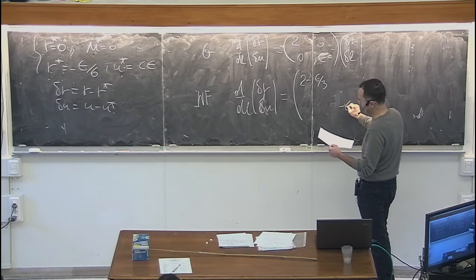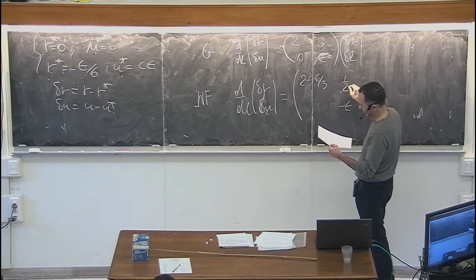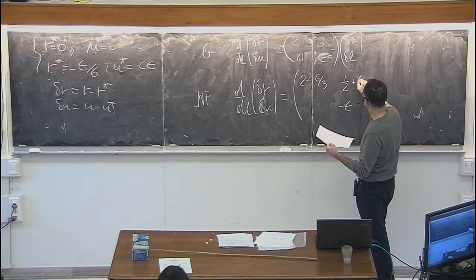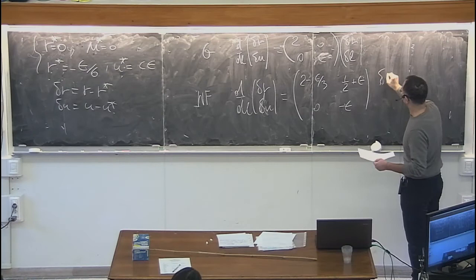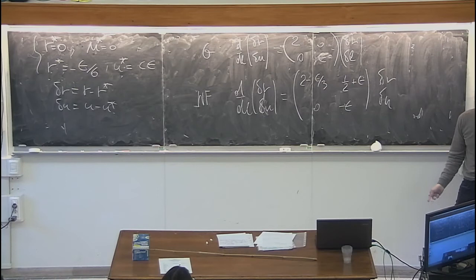Minus epsilon here, and here something like 1 over 2 plus order epsilon, it's epsilon, I think so. And this is 0. And this is the result in the case of the Wilson-Fisher fixed point. That's the structure. Okay? Let's first discuss this behavior here.